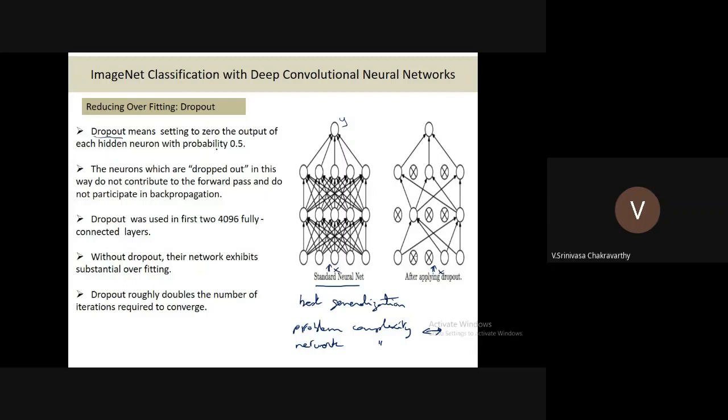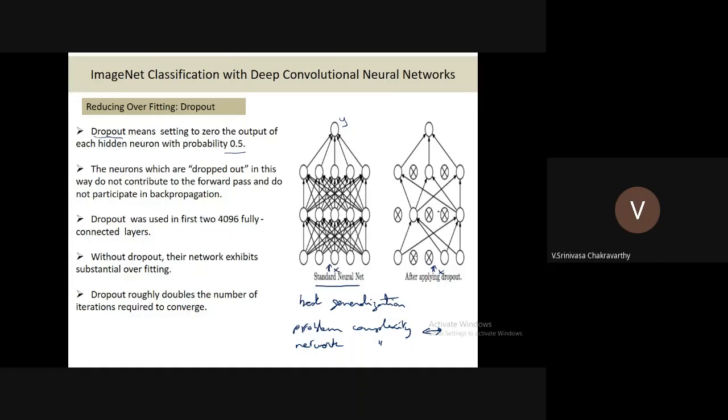So this is done randomly with a probability of 0.5. Effectively you are using only about half of the network on any given forward pass. It might seem weird, but it gives great results. It gives very good generalization. And this dropout is also implemented during the backward pass, during the backpropagation.